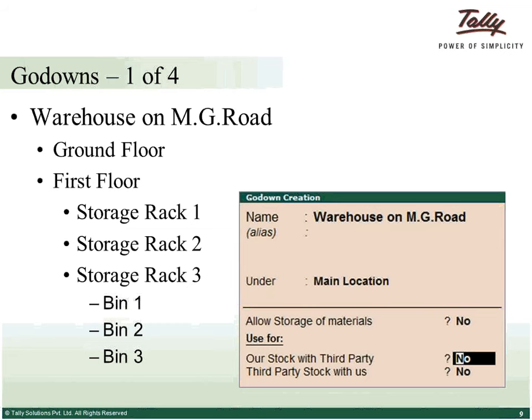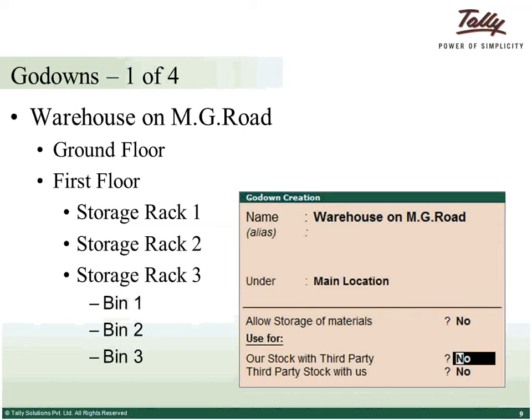We shall now move our attention to what Tally calls Godowns. Note that this is an old Indian name and you can think of modern equivalents like location, warehouse, storage area, and so on. Even the smallest unit of storage like a bin or a rack is a godown in Tally.